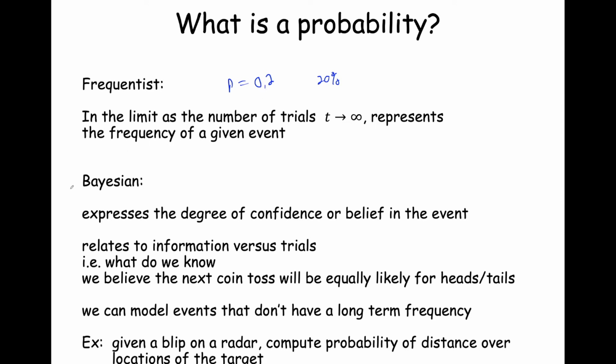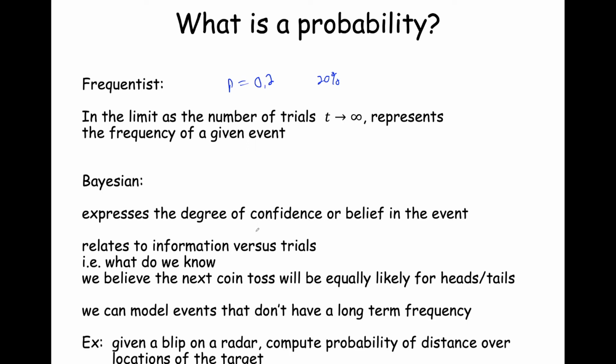The Bayesian approach has a slightly different interpretation of what a probability is. A Bayesianist says a probability expresses the degree of belief or confidence in some event. And so this relates to the information and not the trial itself. It talks about what you know to be true or something that could occur. And so, for example, we said we believe that the next coin toss will be a heads or it will be a tail. And we can, therefore, with the Bayesian approach, model events that don't have some long-term frequency. You can say, okay, let's suppose you're a radar, right? You see some blip or some signal on the radar.